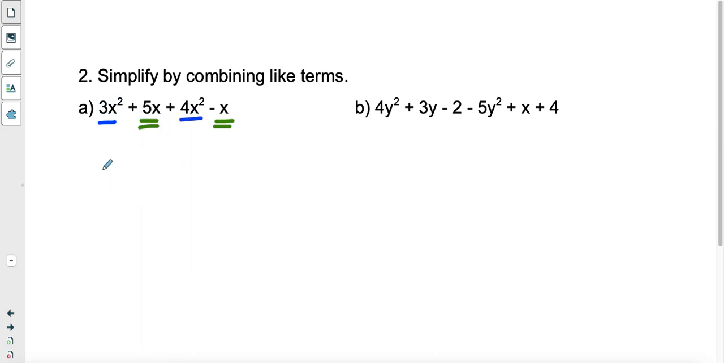3x squared plus 4x squared is 7x squared, right? So we can combine them together like that. 5x minus x. Well, if you just have a minus x like that, that's the same thing as saying minus 1x. So 5x minus 1x, we know, is just 4x. So by combining like terms here, we can see this simplifies to 7x squared plus 4x.